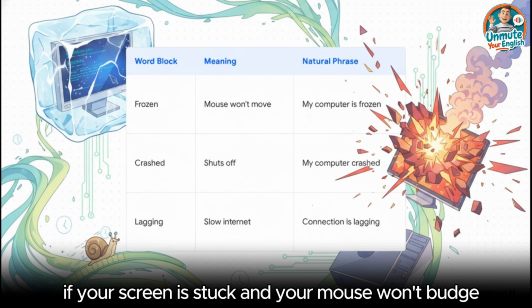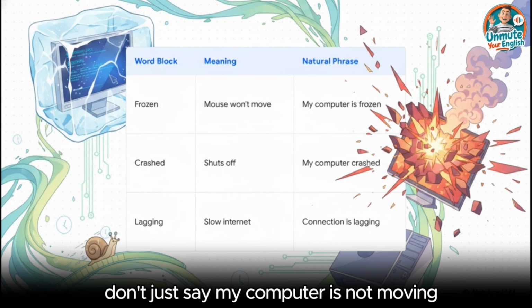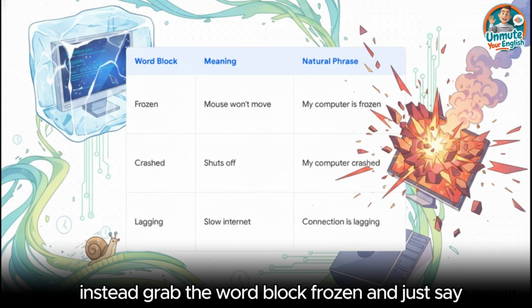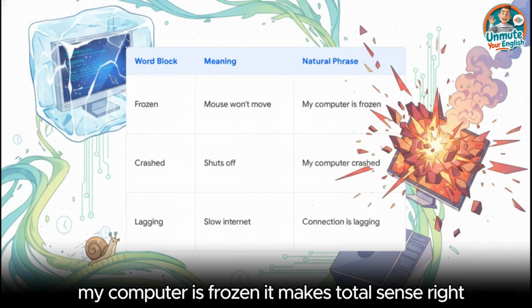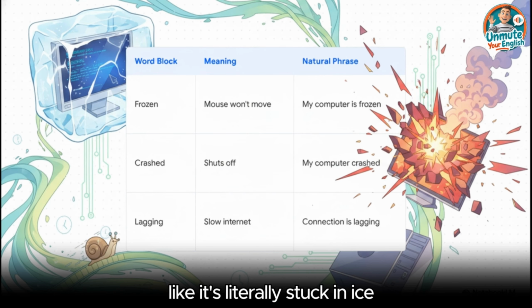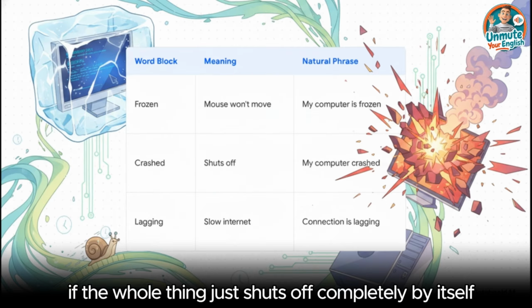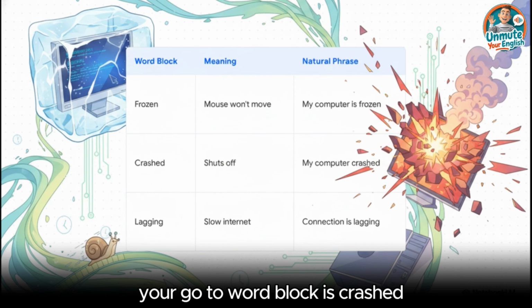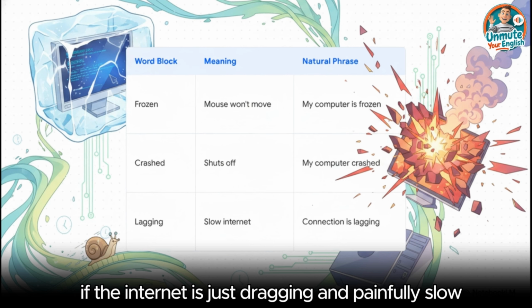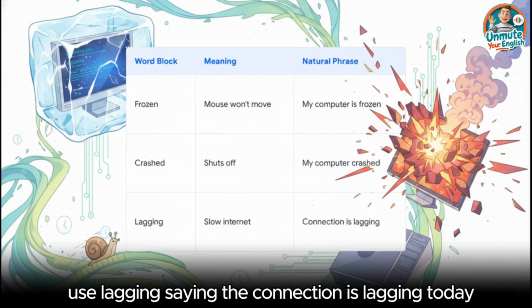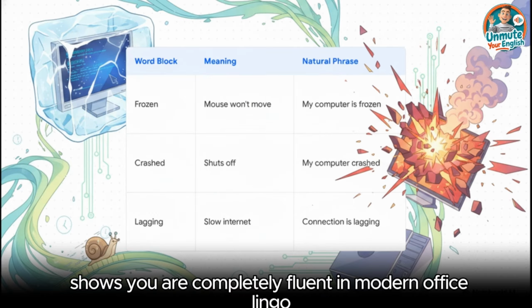First up, if your screen is stuck and your mouse won't budge, don't just say, "My computer is not moving." Instead, grab the word block frozen and just say, "My computer is frozen." It makes total sense, right? Like it's literally stuck in ice. Next, if the whole thing just shuts off completely by itself, your go-to word block is crashed. Just, "My computer crashed." And finally, if the internet is just dragging and painfully slow, use lagging. Saying, "The connection is lagging today," immediately shows you are completely fluent in modern office lingo.